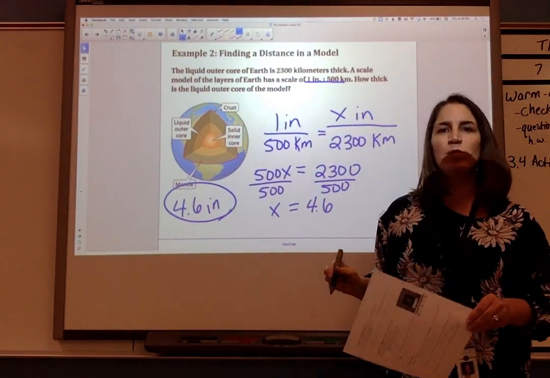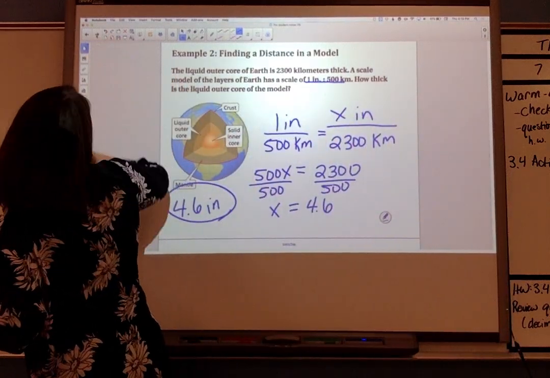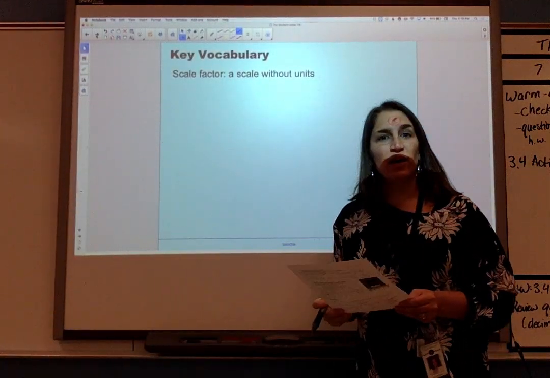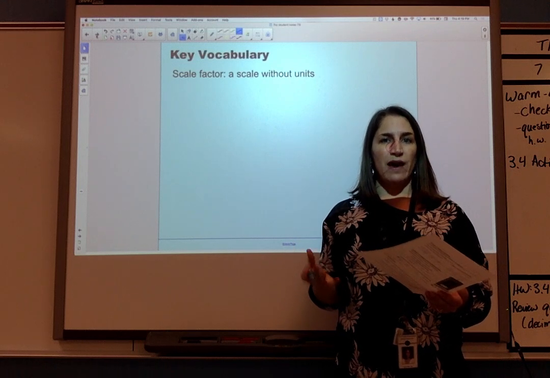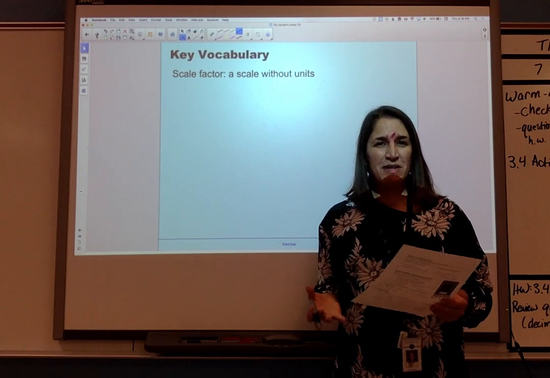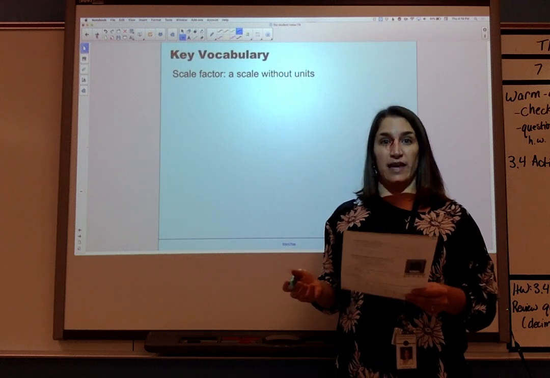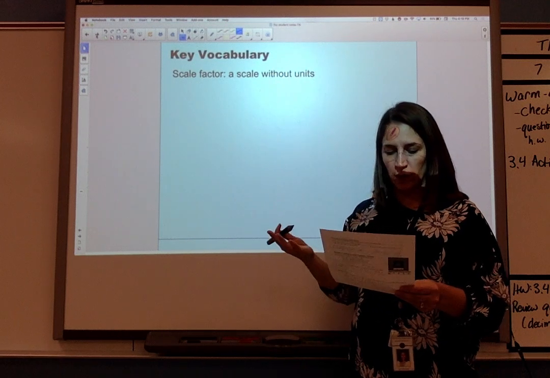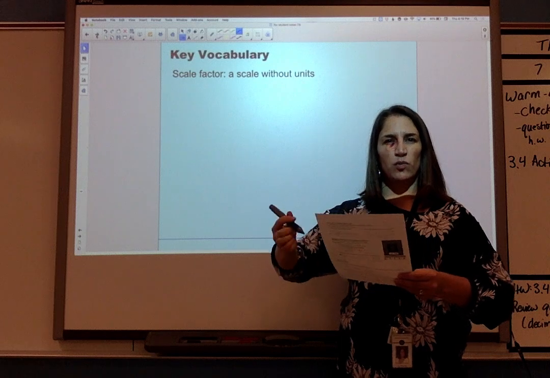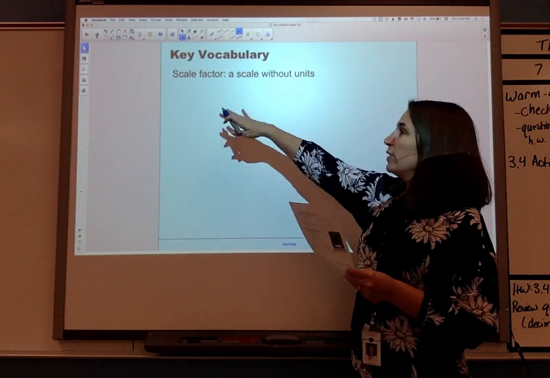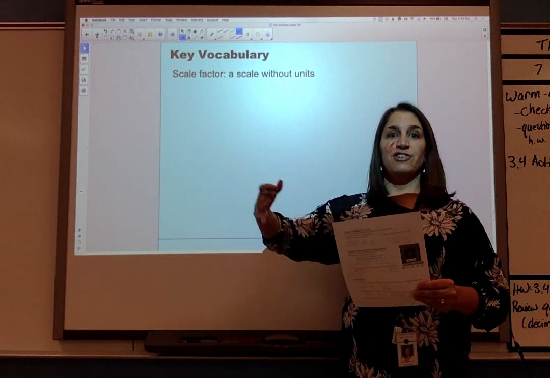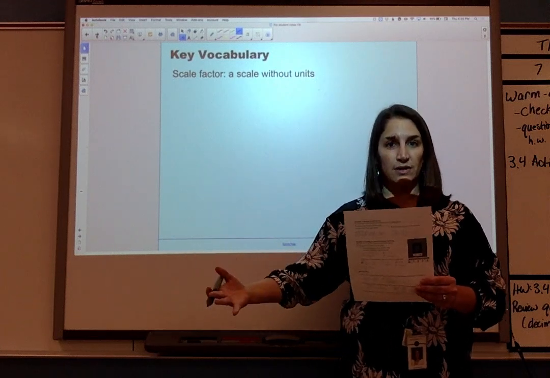All right, time for one more vocabulary word, and that is the scale factor. So a scale factor is really just a scale without units. And what I mean by that is that the units are the same. So in our last example, we were comparing inches on the scale to kilometers in real life. If we're doing a scale factor, we're comparing inches to inches or kilometers to kilometers.